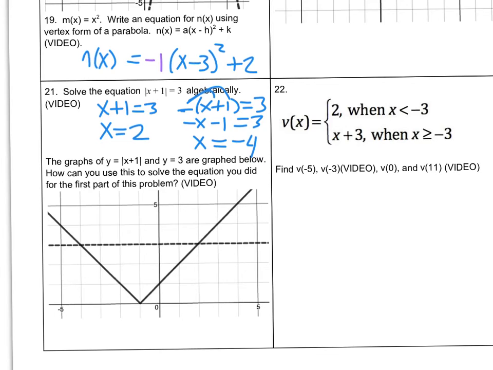Looking at the graph, what this is really asking you to do is to say, how does this graph connect to the problem you just solved? And what we're talking about is these are the intersections. So the x values of the intersections tell you the same thing that we just did in terms of solving. Just a way to solve graphically.